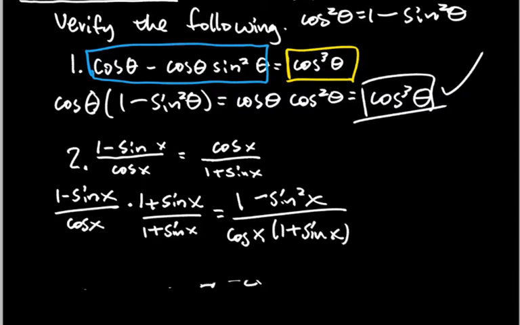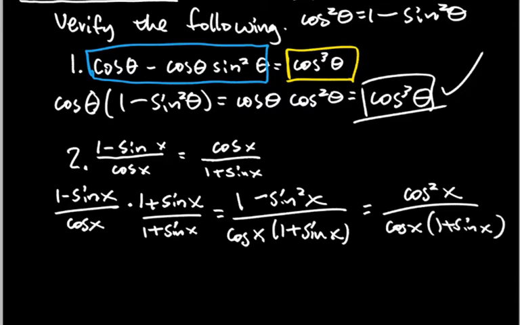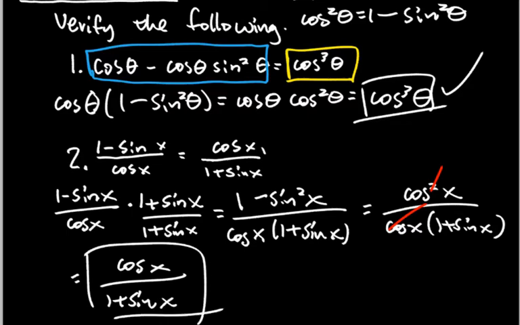Alright. So 1 minus sine squared, there's that thing again. By now we know that that's cosine squared of x divided by cosine of x times 1 plus sine of x. So one of those can divide out in the numerator and the denominator. So what we have left then is cosine of x over 1 plus sine of x. And that's actually exactly what we want.